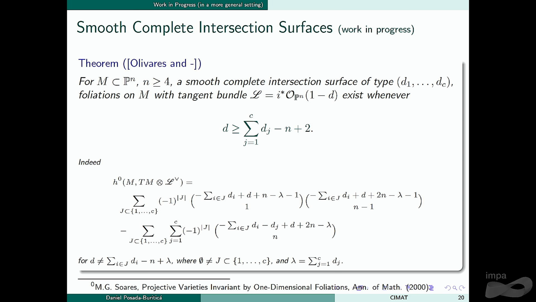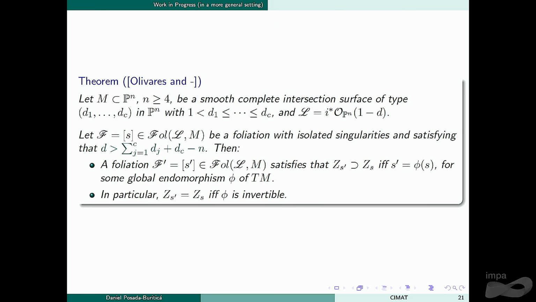Let me say something here. In this paper, Marcio Suarez solved the Poincaré problem for smooth complete intersection varieties of odd dimension. So this is the first case that is not included in this paper: surfaces. And for D greater than this number, the foliations are uniquely determined by singular scheme.